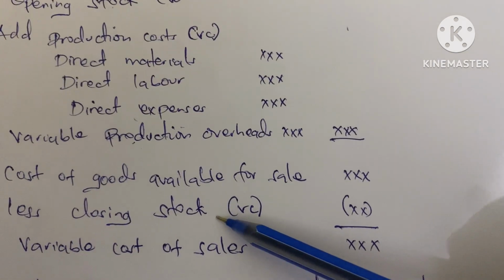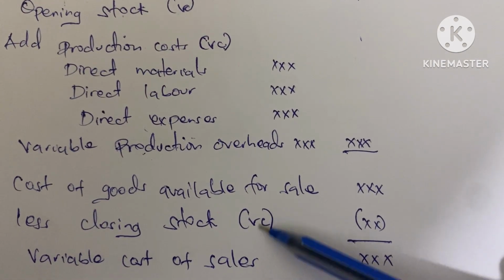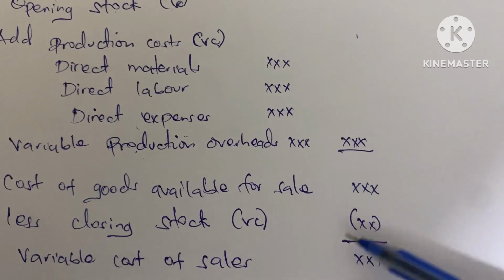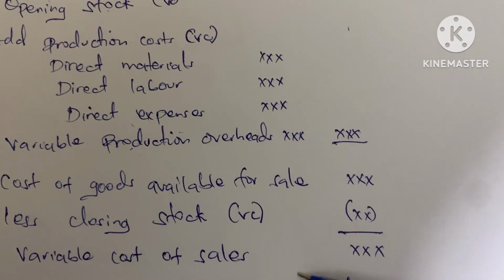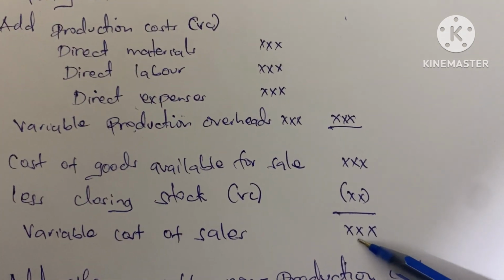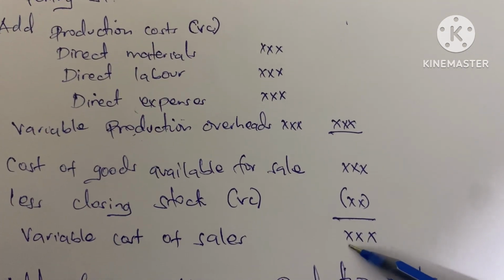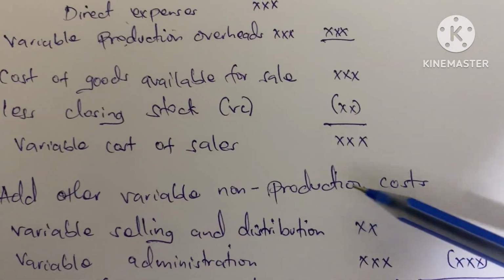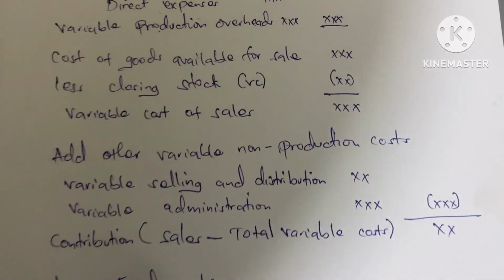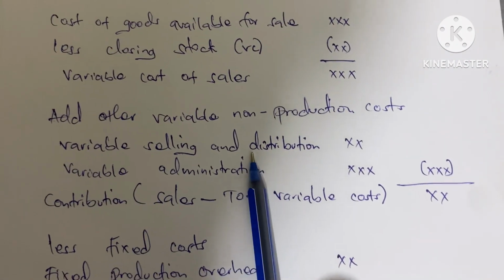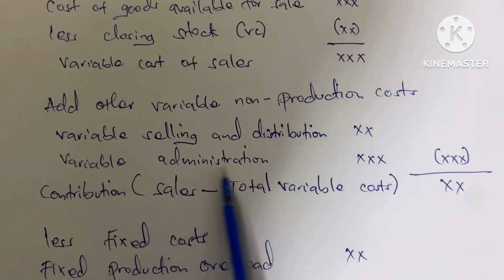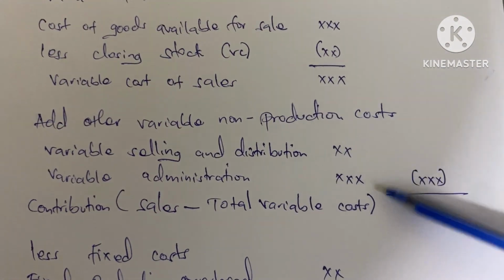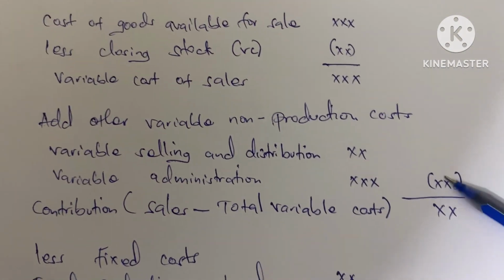Then we less closing stock, which is also valued at variable cost. Closing stock, so this minus this, what you get is the variable cost of sales. Then after that we add other variable non-production costs. So here we have things like variable selling and distribution, then variable administration. We add these, and we get this.